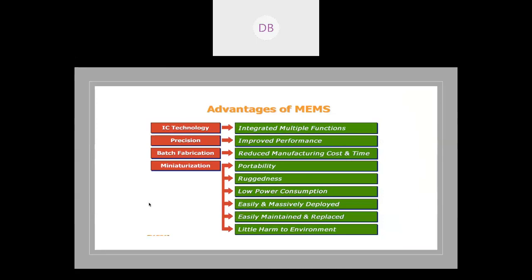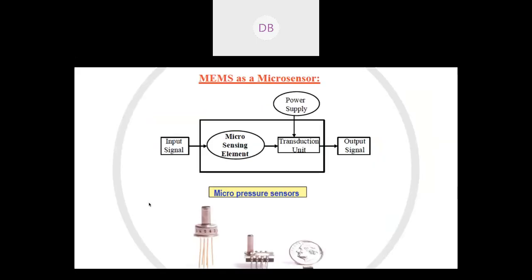So if you see the MEMS as a micro sensor, as I was telling, it is a total unit like this. An example of a pressure sensor is shown here. You have the micro sensing element, you have the transduction unit. Obviously the transducer plays a very important role over here. That is converting the measured variable to an electrical parameter. Primarily, we are all using electrical devices. So obviously, we convert this sensing parameter into an electrical parameter.